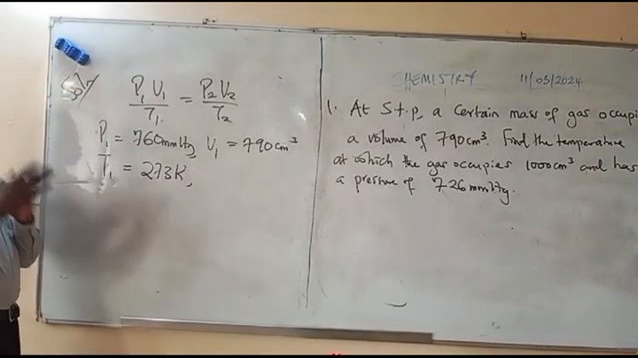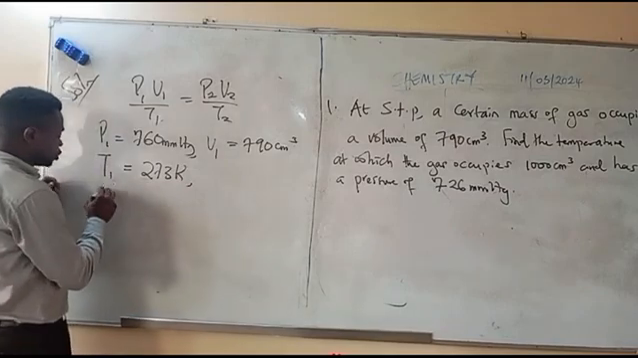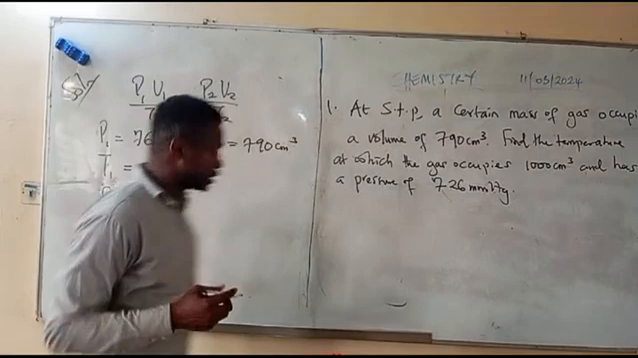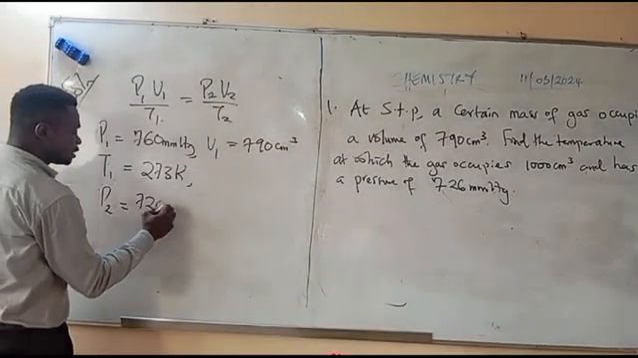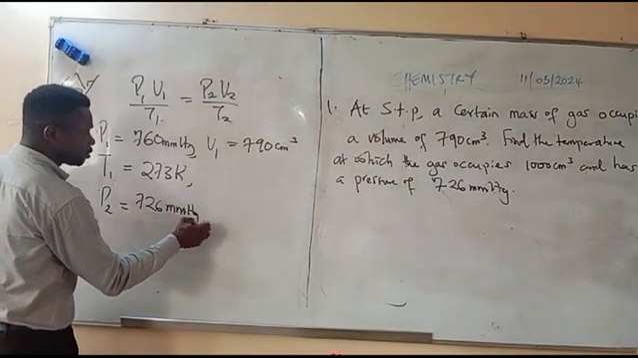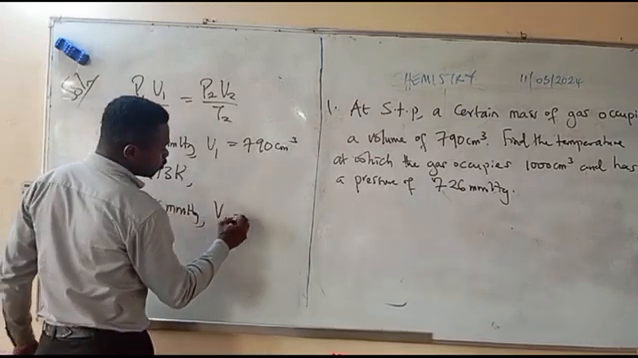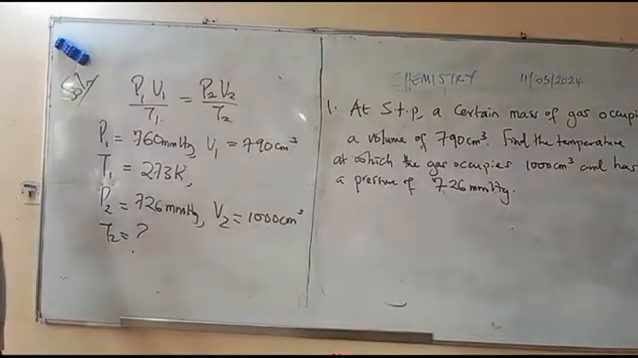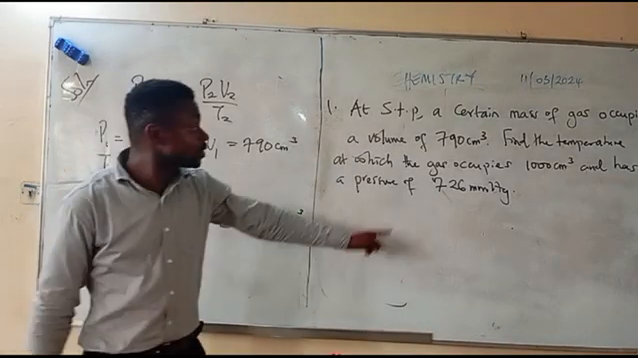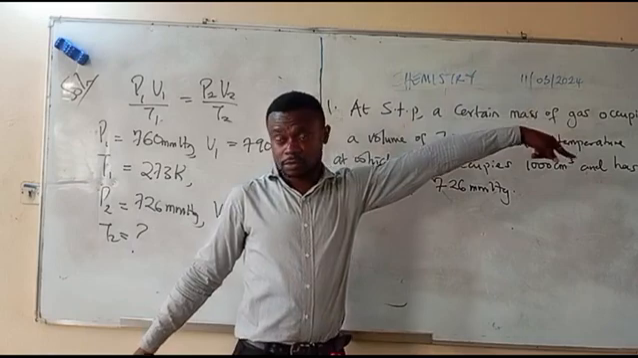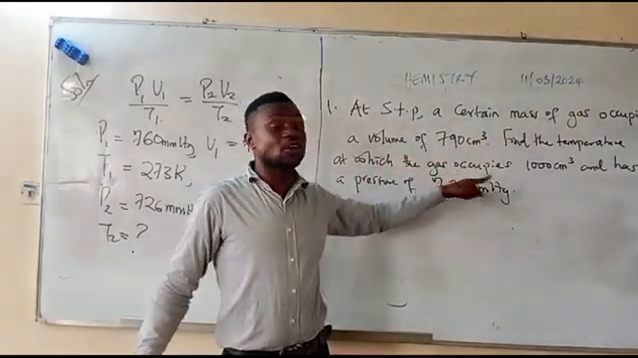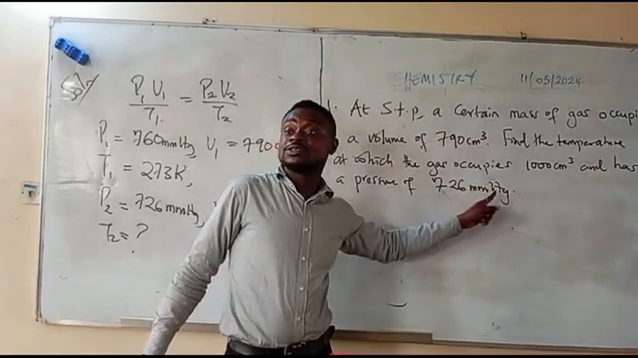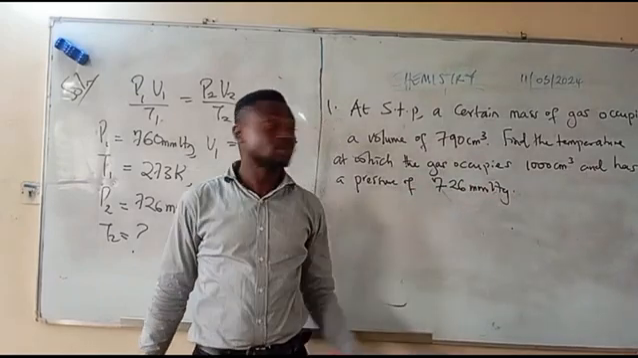Let's move over to 2. P2 is what? 726 millimeter mercury. Then the question says find the temperature at which the gas occupies 1000 cm³ and has a pressure of 726 millimeter mercury. So that is the temperature we are looking for.